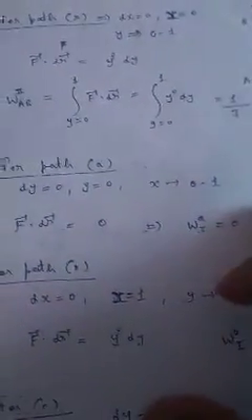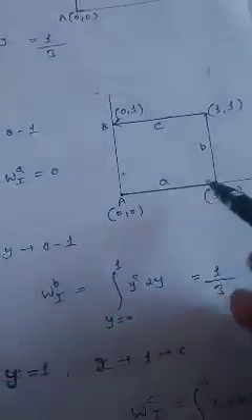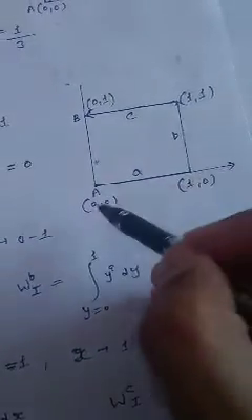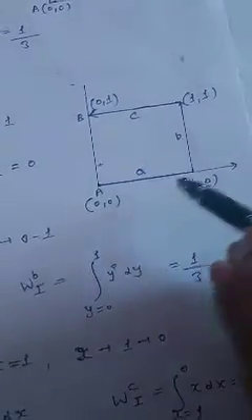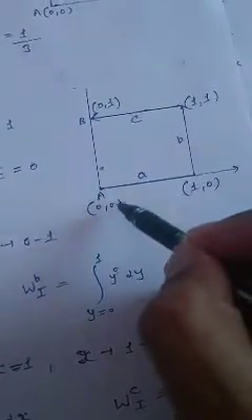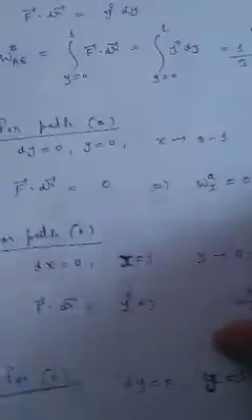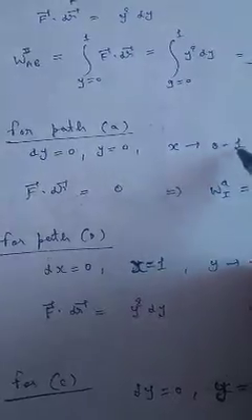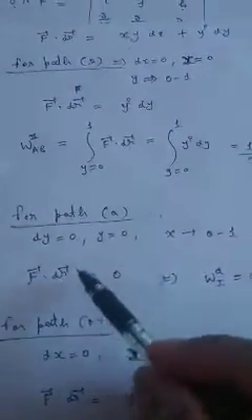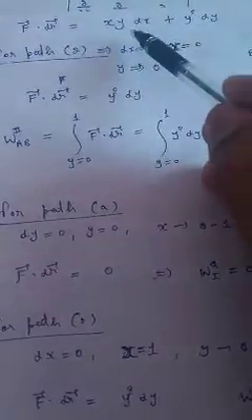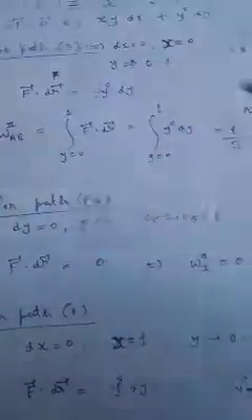Now coming to path number 1. First we will take this path A. Now what is happening in this path? Which coordinate is changing? The x coordinate is changing, and x is going from 0 to 1. What is the value of y? y is not changing and it has a constant value 0. So y is equal to 0, dy is equal to 0. So dy is 0, y is equal to 0, x is going from 0 to 1. If you put in F dot dr, here you can see dy is 0 and this y is also equal to 0. So what will F dot dr become? 0. So this means the work done for this path A is equal to 0.